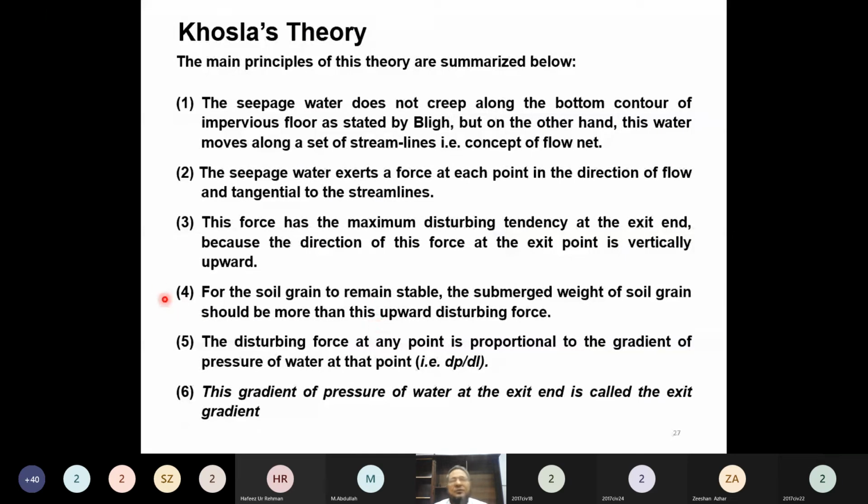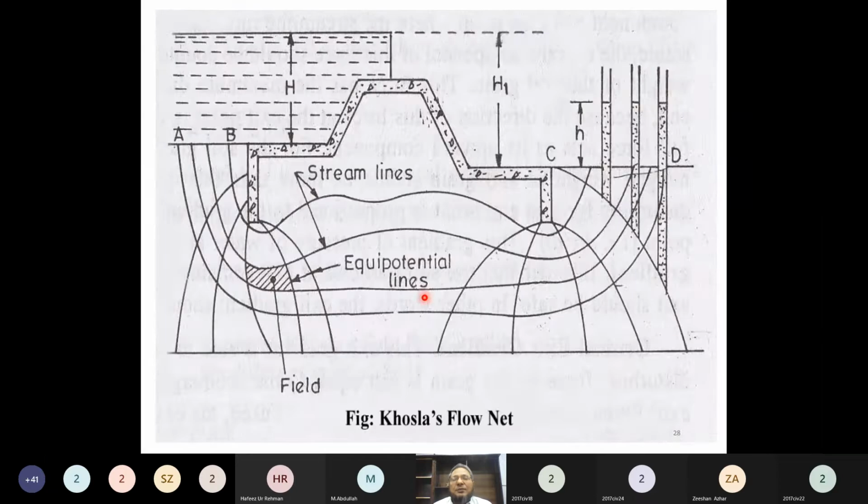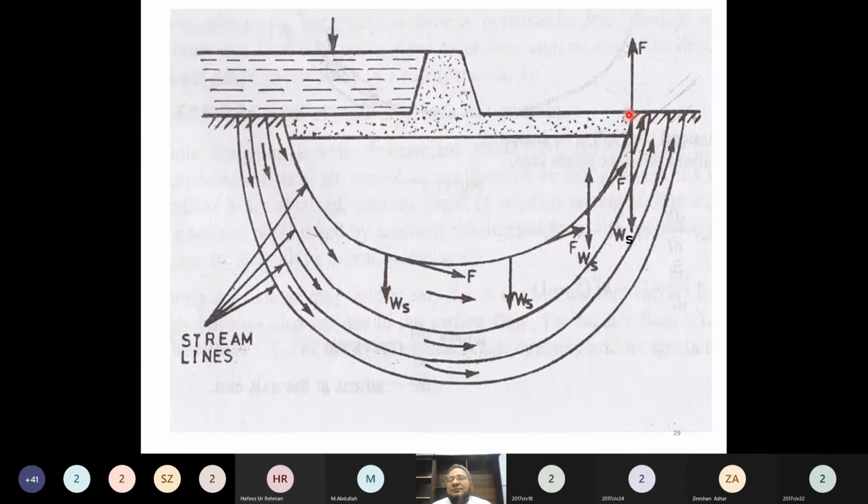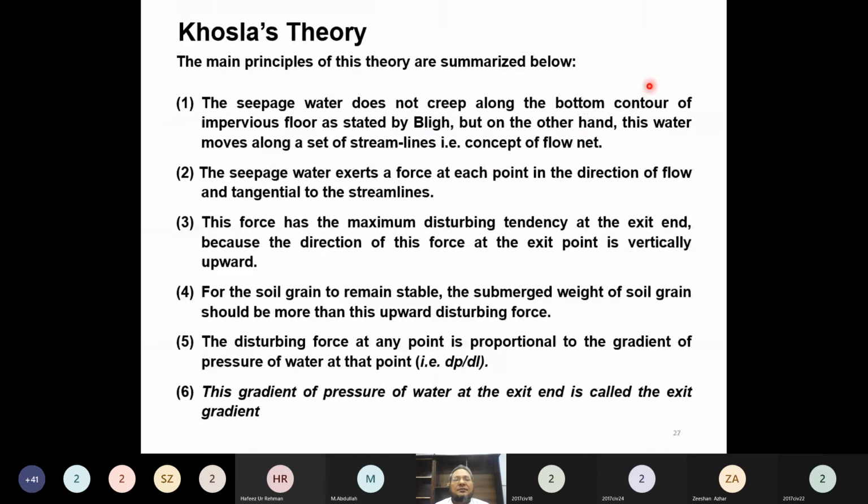So now the point number 4, which he said is that for the soil grain to remain stable, where to remain stable? At this point. Okay. If the soil particle is remaining stable at these points and only water is going out, then we will say that undermining or piping is not taking place. But if the fine particles from here are moving outside due to the seepage force, then of course there would be undermining.